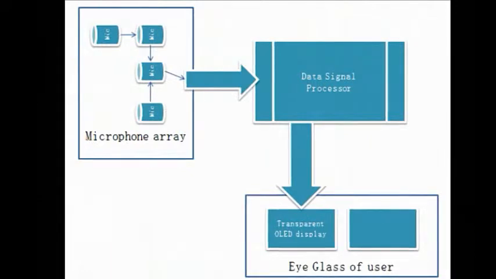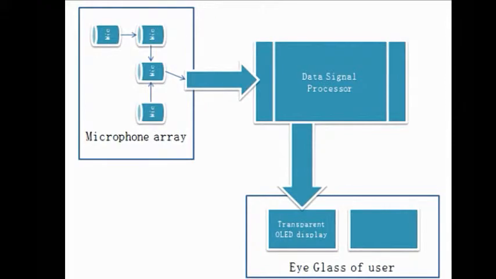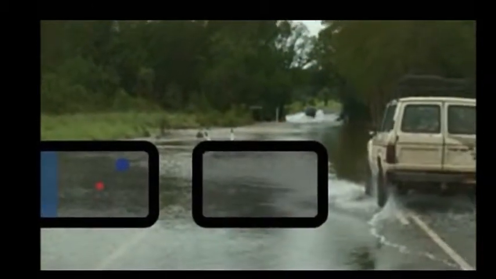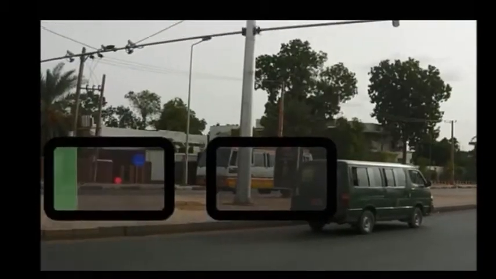The direction of arrival of sound can be inferred by analyzing the signal incident on a microphone array. This direction is then represented as colored blips in the transparent display.